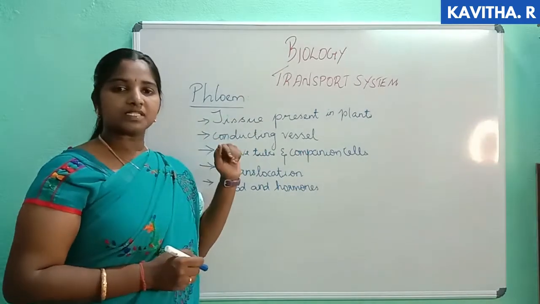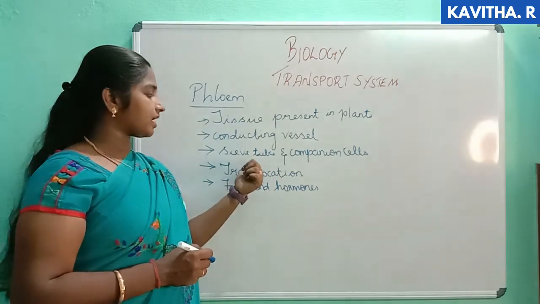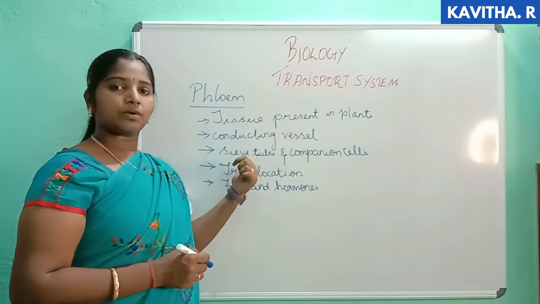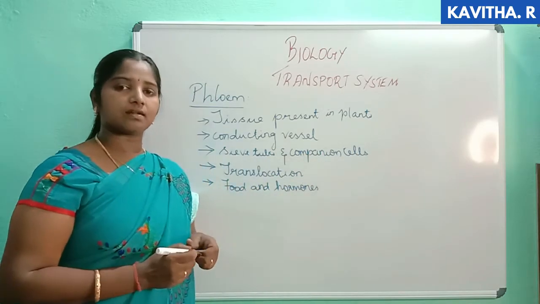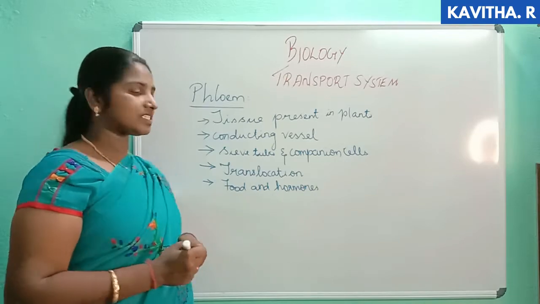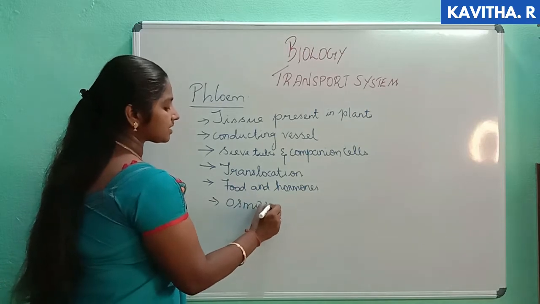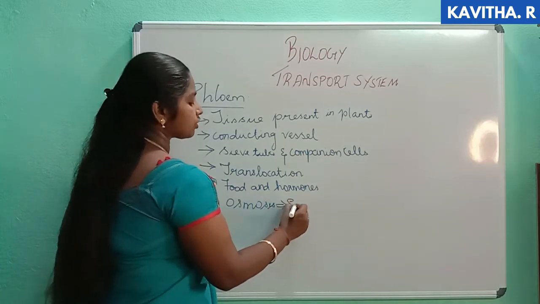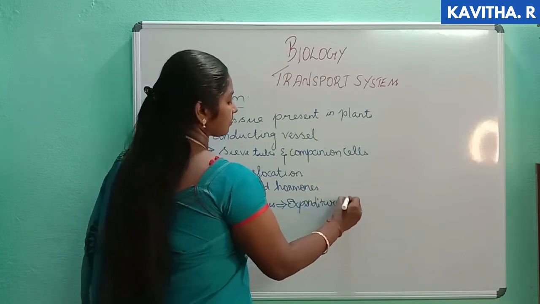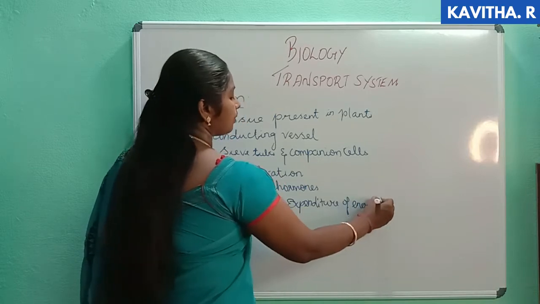Okay, so phloem is a tissue present in the plant. Unlike the xylem, where tracheids and vessels are dead cells, in the phloem the sieve tubes and companion cells are living cells. And here osmosis also takes place, since it is carrying the food and other substances. The expenditure of energy is more here.